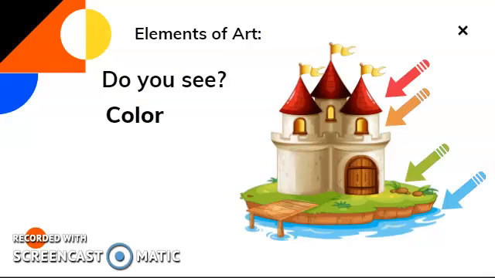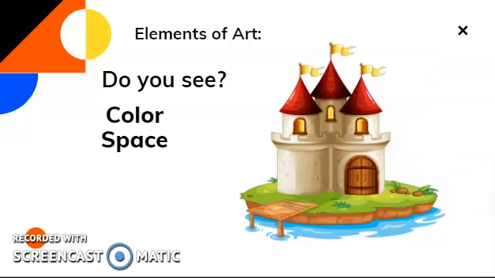You can see the artist used color. The artwork uses red, tan, green, and blue. Do you see space? The space can be the castle itself, or negative space being the area around the castle. Space is all around in the white.